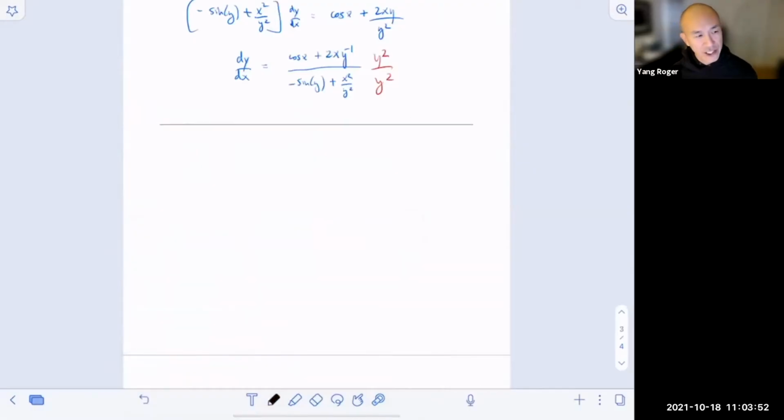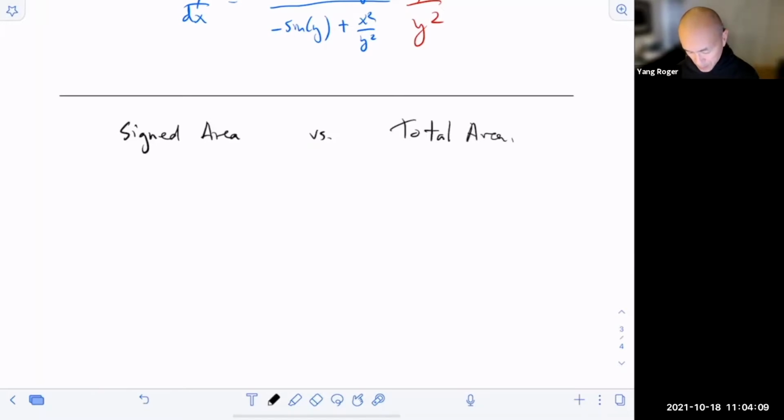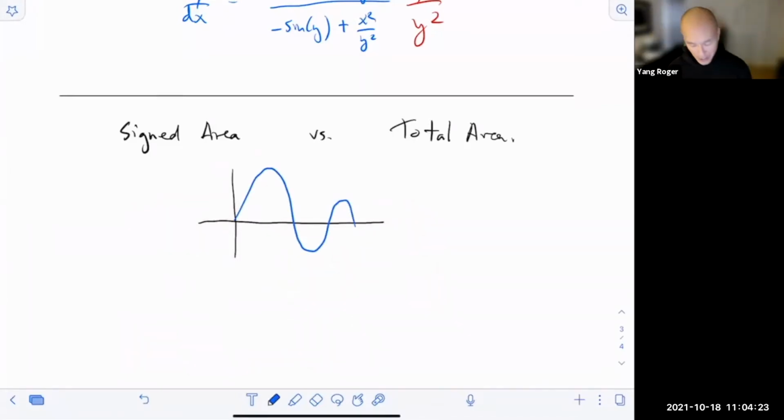We've been talking about integration lately. And in the past, I had mentioned a distinction. I talked about signed area versus total area. And how did this kind of work? Well, if you have some picture that looks like this, you guys know that area above the x-axis is positive area, and area below the x-axis is negative area.